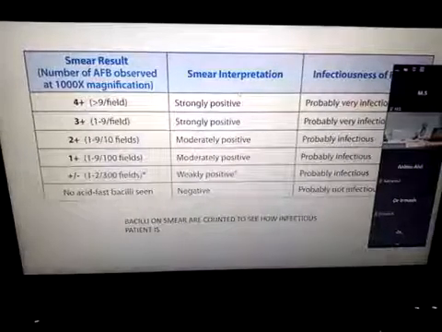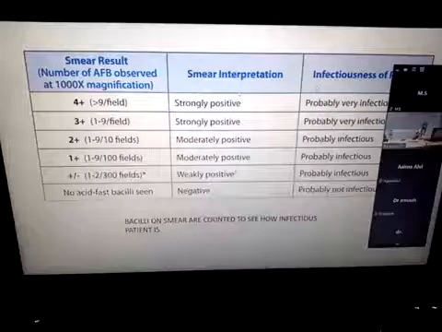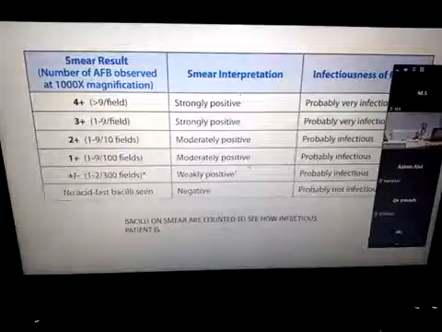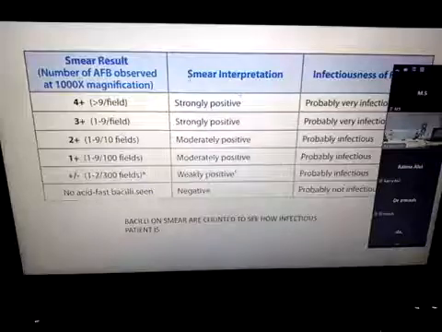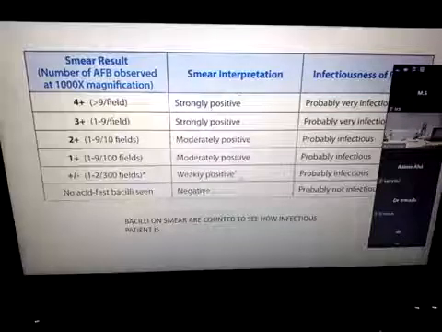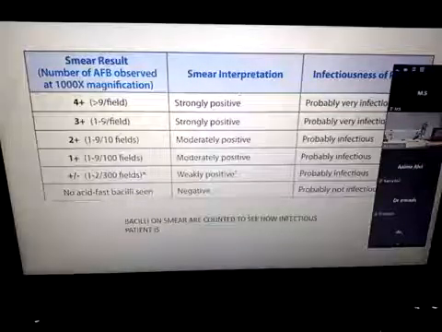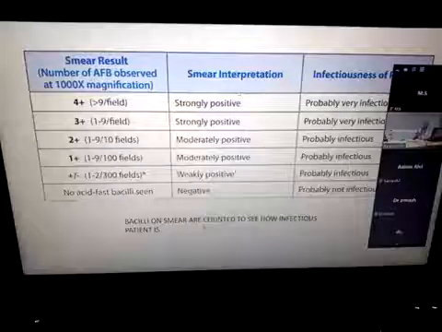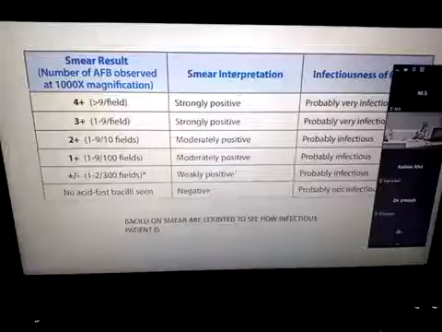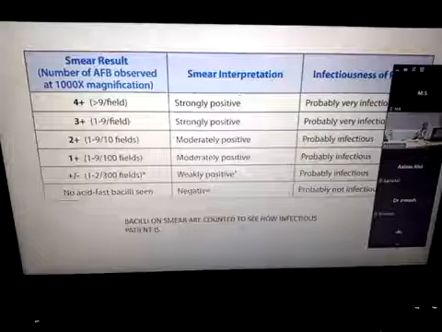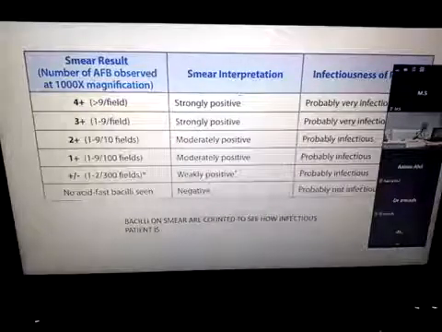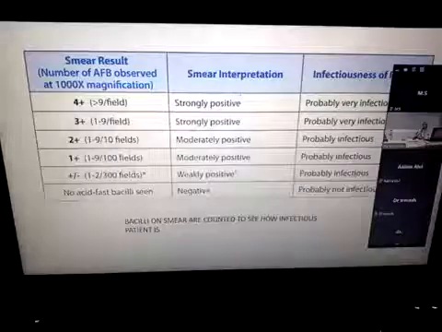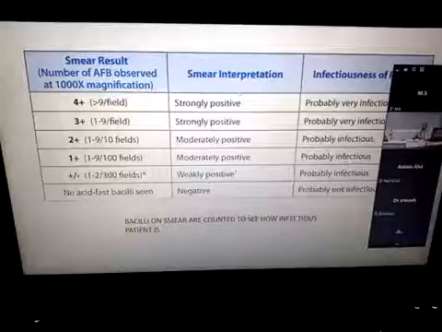The other thing that you need to remember is that the smear is quantified. Quantifying the smear is very very important. Why? Because it tells you how transmissible the disease is. The higher the number of TB bacilli on the smear, the higher the possibility of transmission of disease. It is a highly infectious patient.